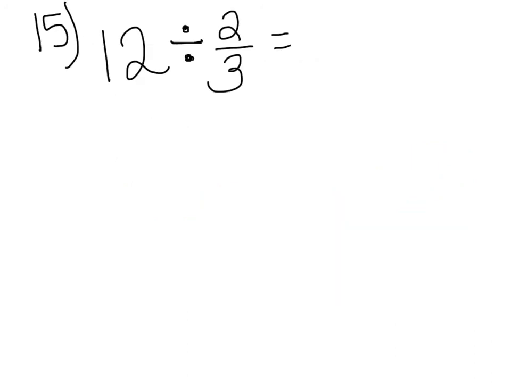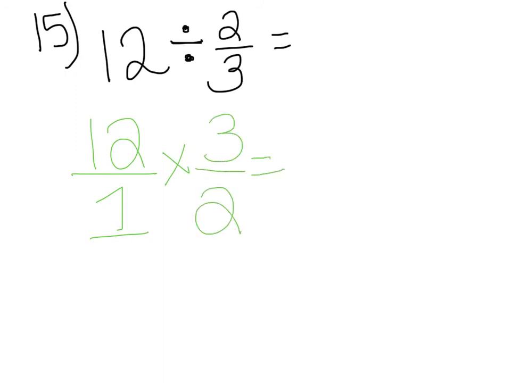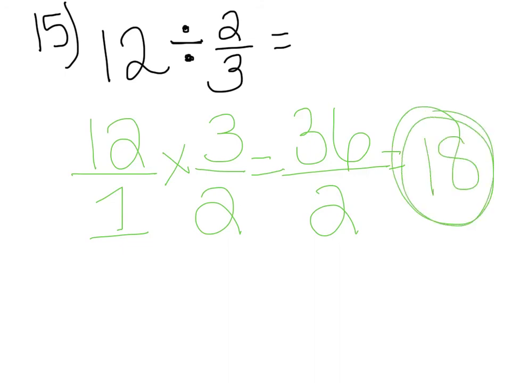All right, number 15, 12 divided by 2/3. We're going to keep the 12. Now remember, a whole number, the denominator, we just make 1, times the reciprocal, 2/3. We're going to flip it to be 3/2. 12 times 3 is 36. 1 times 2 is 2. Now this is improper. 2 goes into 36 exactly 18 times. So the answer is 18.